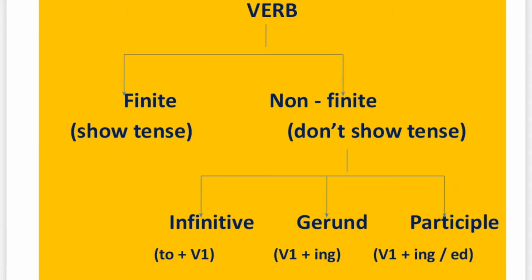Verb is categorized into finite and non-finite. Finite means which show tense, and non-finite is which don't show tense. The verbs which don't show tense or don't go with tense, they are non-finite. And non-finites are again classified into three parts. They are infinitive, gerund, and participle. Infinitive is to, then first form of the verb, to go, to play, to sleep, like that.